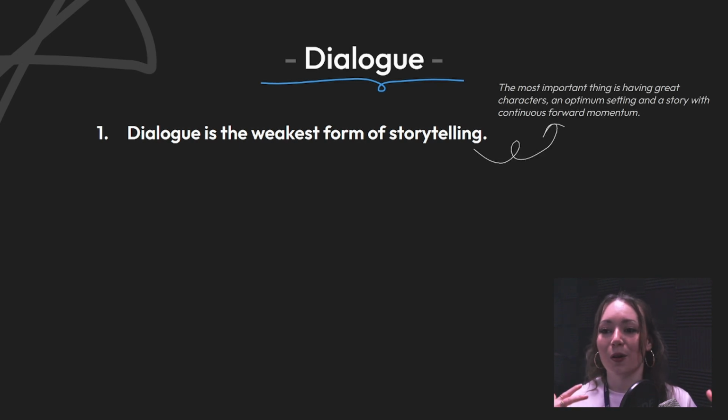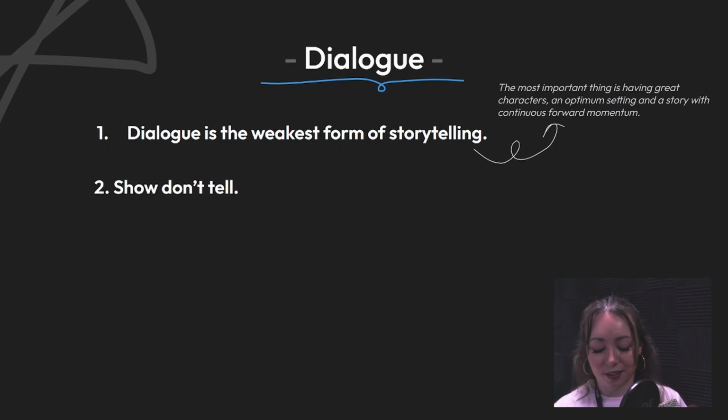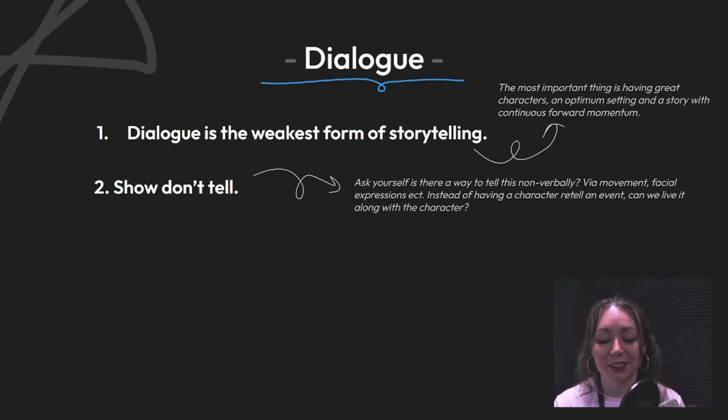Dialogue is the weakest form of storytelling. Great characters will tell a lot with their body language, the way they interact with their setting. Dialogue can feel very expositional and very clunky. We don't always narrate our life out loud to ourselves. So it's important that you come up with other ways of showing how your character is feeling or what they're thinking. And as we've said before, show, don't tell.